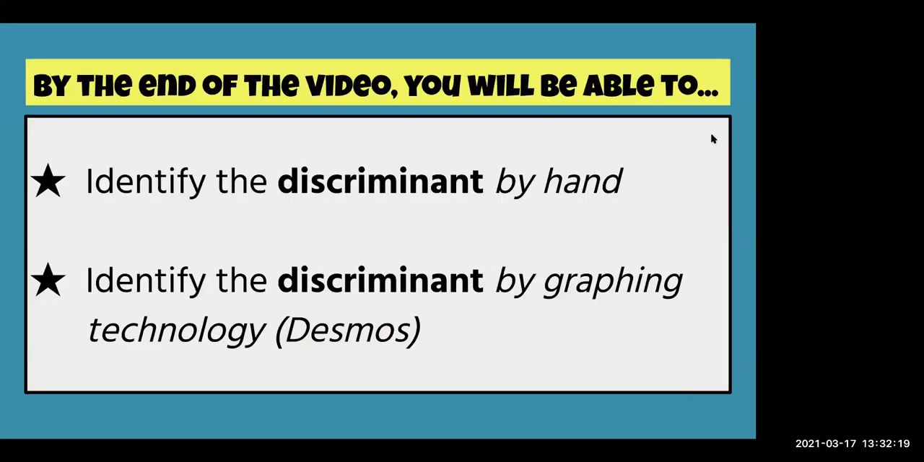By the end of this video, you will be able to identify the discriminant by hand and identify the discriminant by graphing tool.